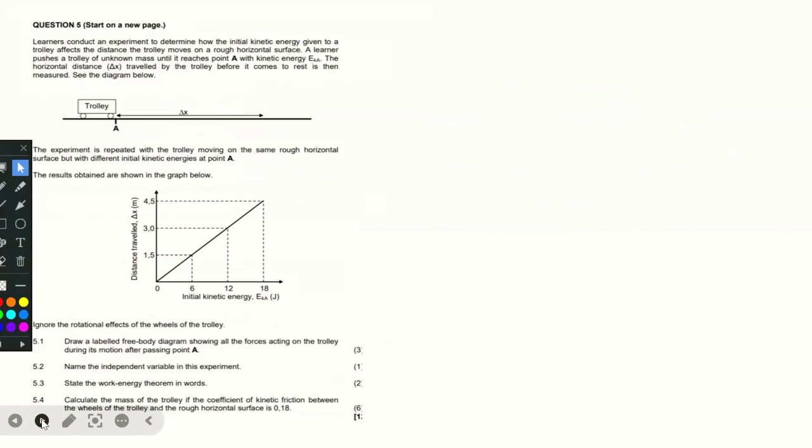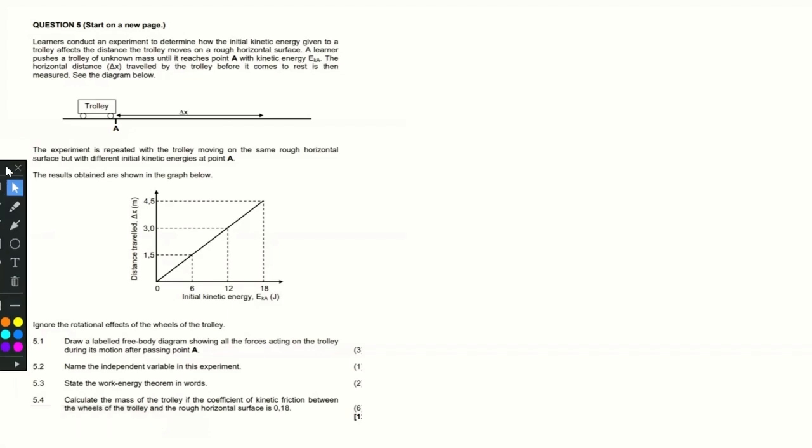So they say, question 5, learners conduct an experiment to determine how the initial kinetic energy given to a trolley affects the distance. The trolley moves on a rough horizontal surface. A learner pushes a trolley of unknown mass until it reaches point A with kinetic energy EKA. The horizontal distance delta x traveled by the trolley before it comes to rest is then measured. See the diagram below. So we can see the diagram right there.